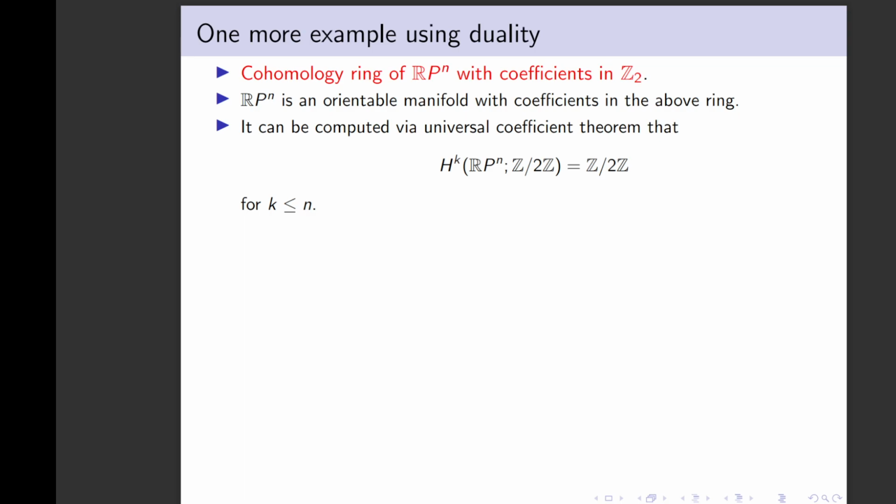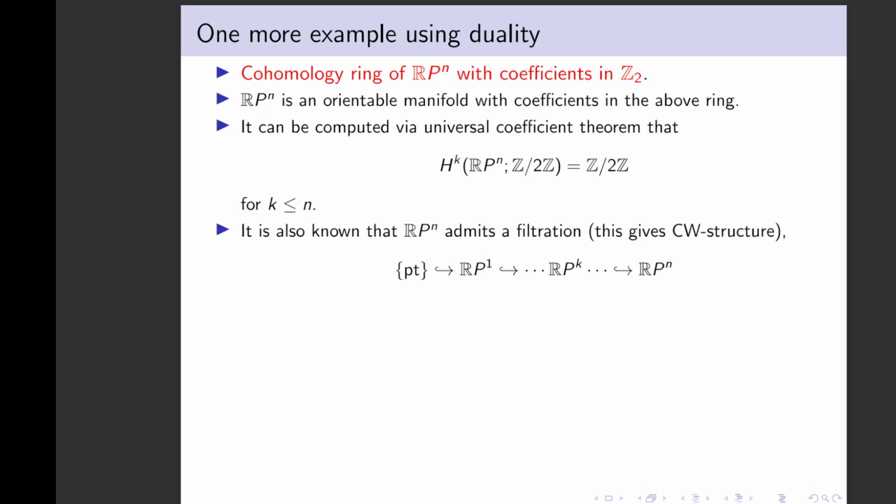Now it is a very good exercise to prove that the cohomology groups for k less than or equal to n are just Z2. For this, you need to use the CW structure of RPN, that at every dimension there is only one cell. You have to compute the homology first, then use the definition that I have given to compute the cohomology, and you might also have to use the universal coefficient theorem.